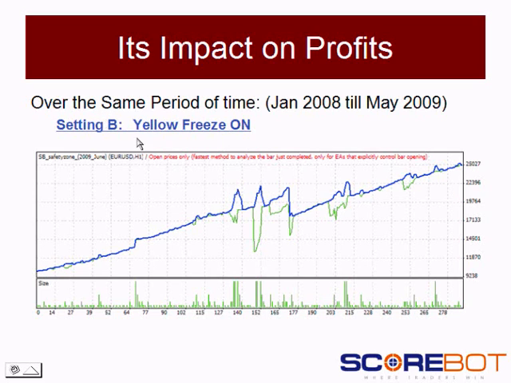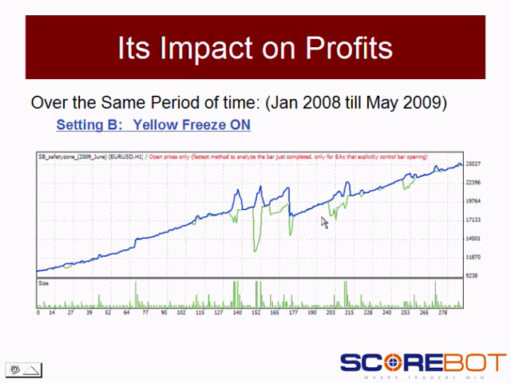Let's look at the other chart, that is for setting B, with only the yellow zone on. Over the same period of time, you can see that, hey, it looks a lot better. You can see that there are still some slight struggling. However, it balances out and carries on to perform and collect very decent profit. Later I will have a table to compare all the statistics of these 3 different settings.